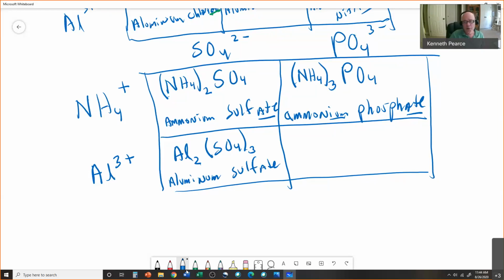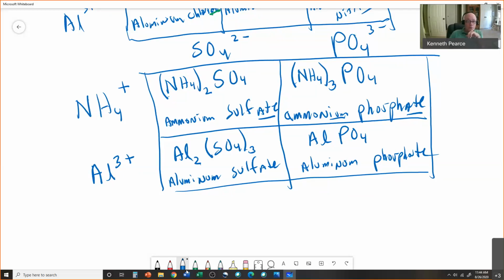And then finally, the 3+ on the aluminum and the 3- on the phosphate add up to 0. And so we just push them together. And this becomes aluminum phosphate. And there it is. Okay. So like I said, this is a useful exercise for naming.